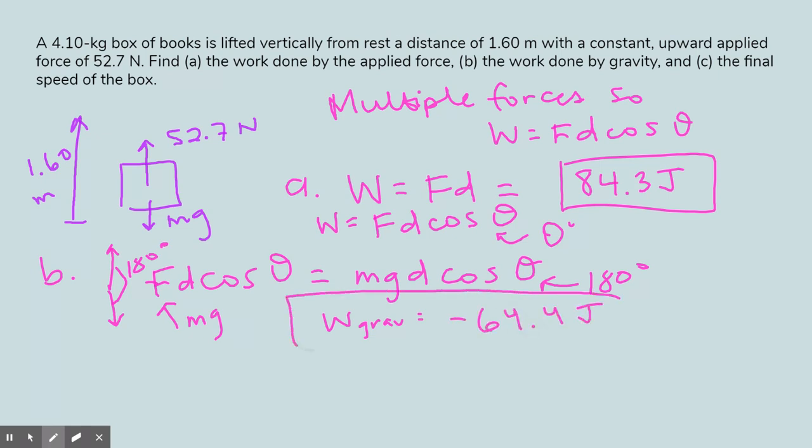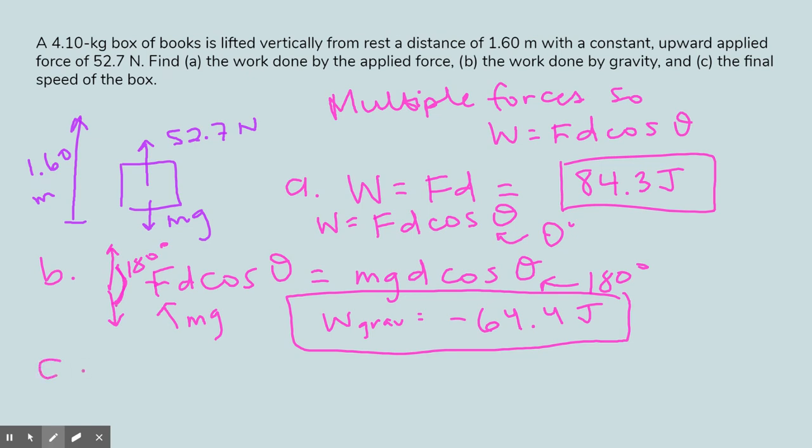And this matches with what we talked about in the concept video, where when we talked about the different angles for the force, that work will be positive, negative, or 0. Here, since we have an angle of 180, we see that the work is negative.